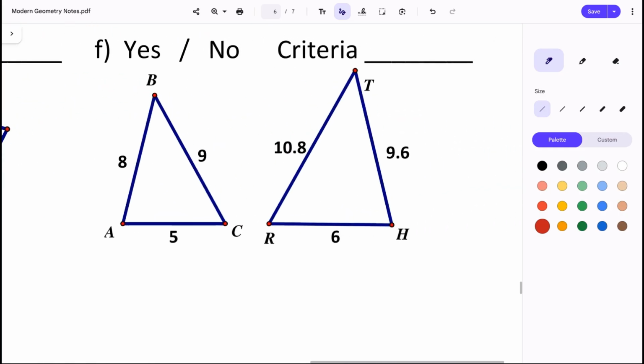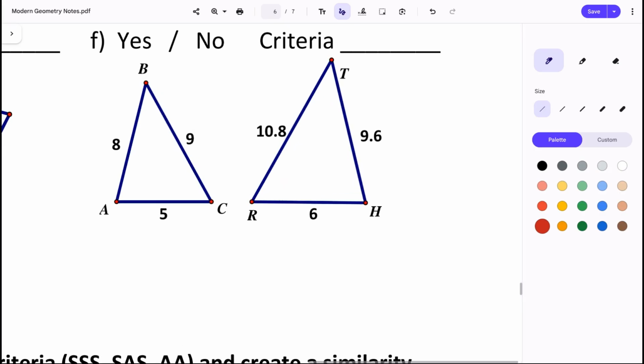Okay, how about F? What are we maybe trying to use? We're trying to use side, side, side, but I have to check, are the sides proportional to each other? So if I'm looking at the little triangle, 9 is the biggest side. What should 9 go with on the other side? Good, 10.8. So I'm going to put 9 over 10.8. What should the 8 go with? 9.6. So then the 5 should go with the 6 on the bottom there.